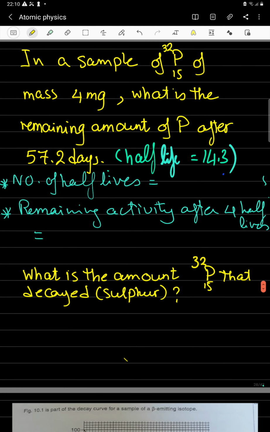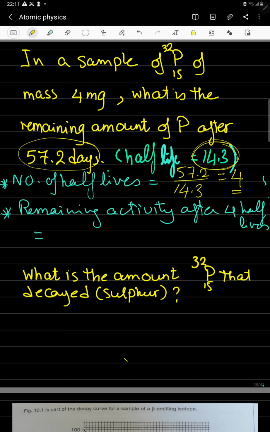Now let's have a look at this example. In a sample of phosphorus-32 of mass 4 milligrams, what is the remaining amount of phosphorus after 57.2 days? To solve such a question, first of all, I do not want these days. These are meaningless. I want to convert the periods given in my question into number of half-lives. 57.2 days represents how many half-lives? So 57.2 over 14.3. This is equivalent to 4 half-lives.